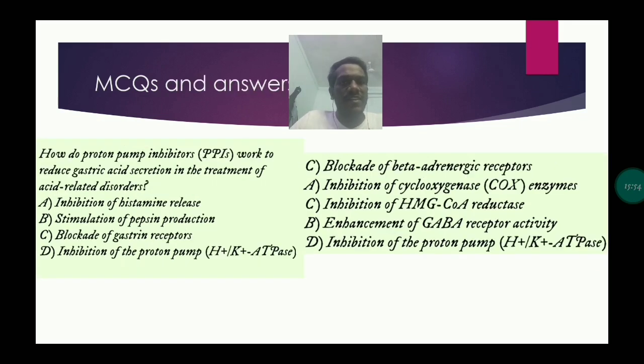So fifth and finally, how do proton pump inhibitors work to reduce gastric acid secretion in the treatment of acid-related disorders? Option A, inhibition of histamine release. Option B, stimulation of pepsin production. Option C, blockage of gastrin receptors. Option D, inhibition of proton pumps. So here we have all the answers. We'll go one by one.